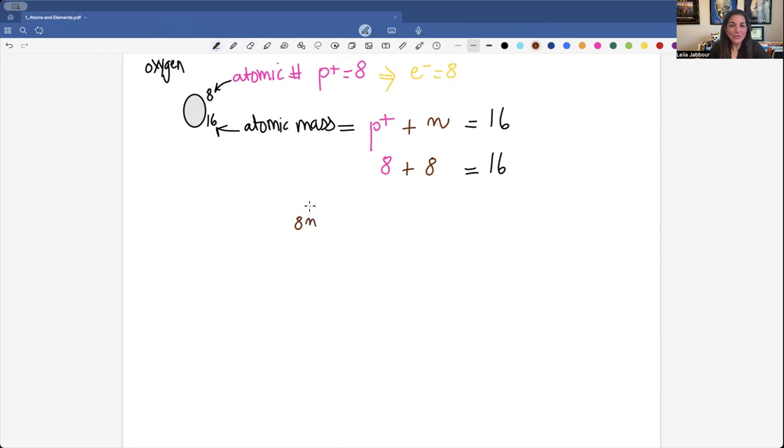8 neutrons in the nucleus, okay, and 8 protons in the nucleus, and 8 electrons that are flying around the nucleus. Okay, that's it. 8, 8, 8. We just deduced that from the numbers that were given, 8 and 16.